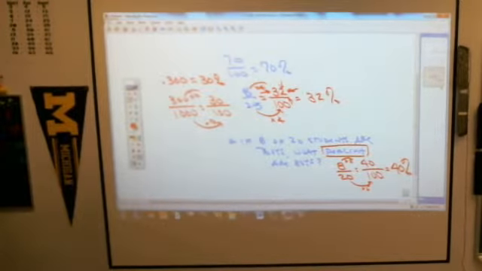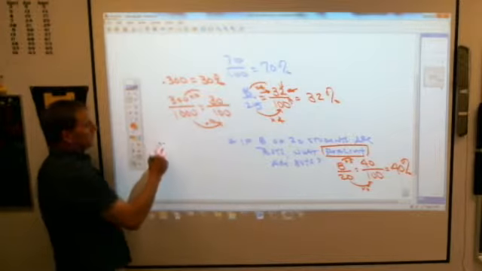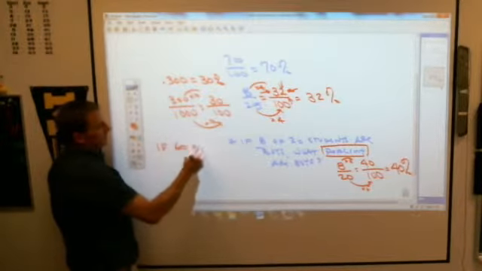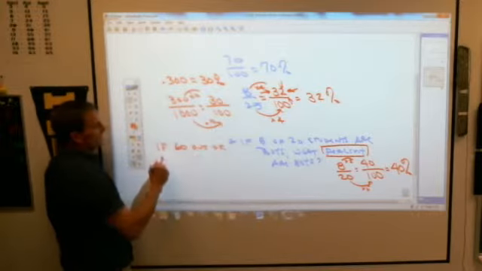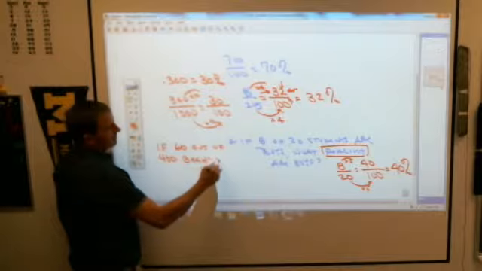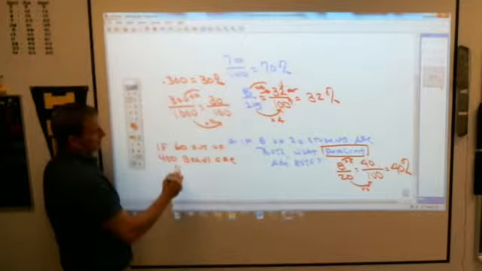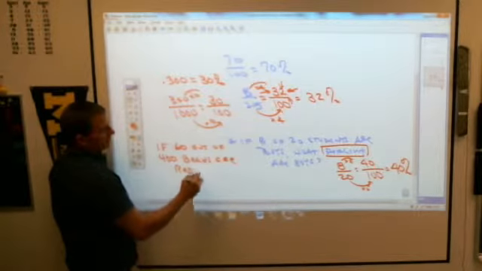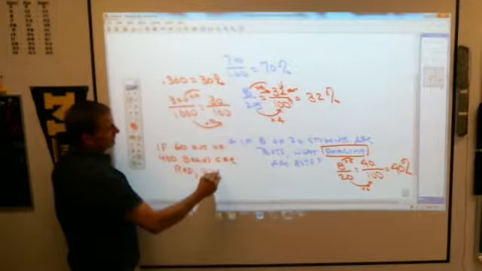Here's another one. Now this time it can go both ways. Sometimes you have to go up to get the percent, sometimes you have to go down. Here, there are 400 beads in all. If 60 out of 400 beads are red, what percent is that?